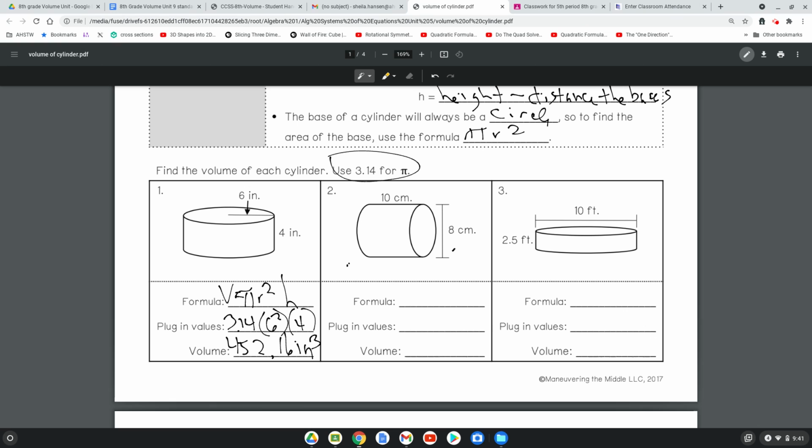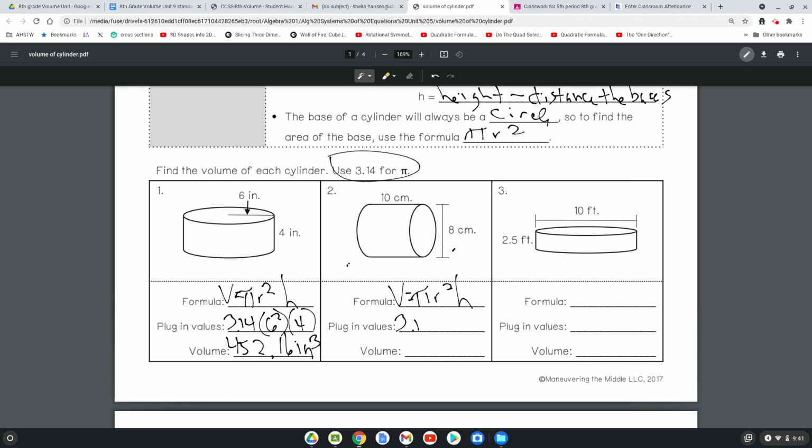So there's 3 different units, or 3 different things that we're multiplying. Okay, next one. So again, it's a cylinder. So base times height. The base is a circle. So we know we do pi r squared times the height.